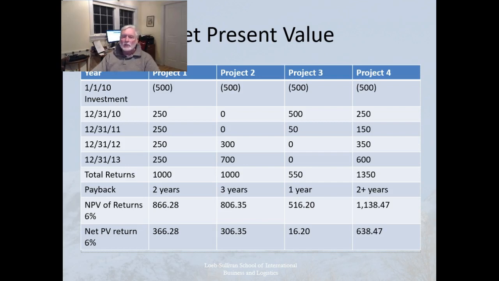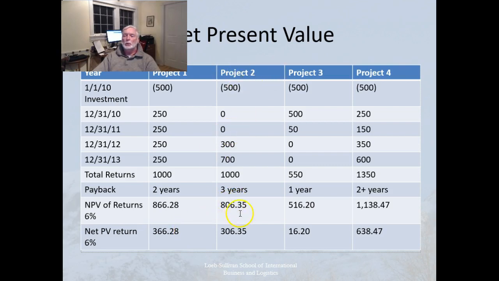So the value of these for this $1,000 discounted back to today's dollars, to year one 1/110's dollars, is $866.28. So my return is going to exceed 6% by $366.28. That means this project 1 meets my criteria for a good investment.